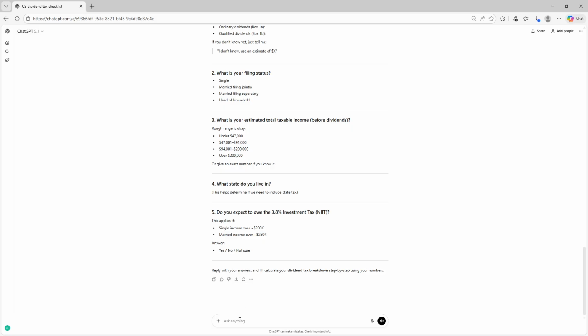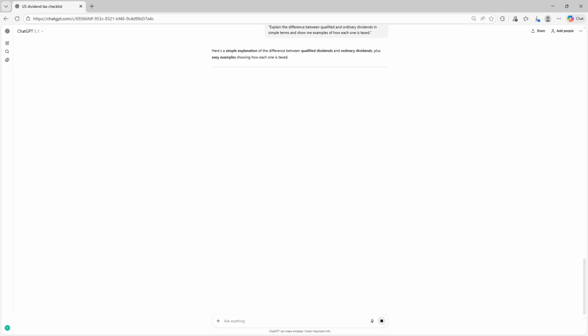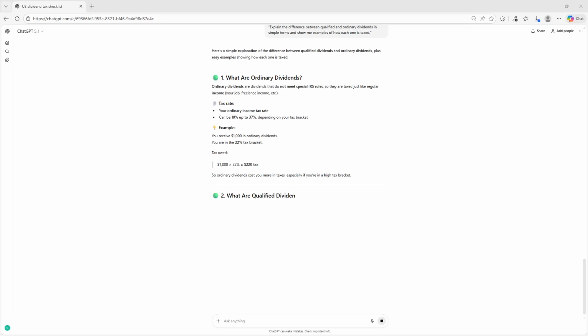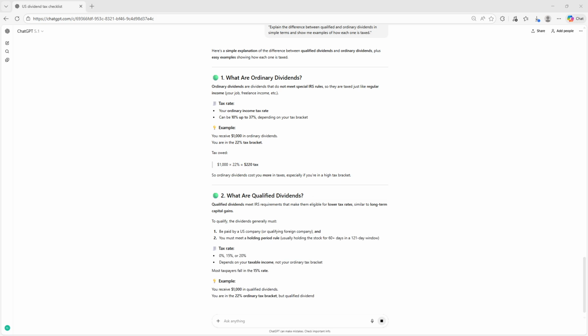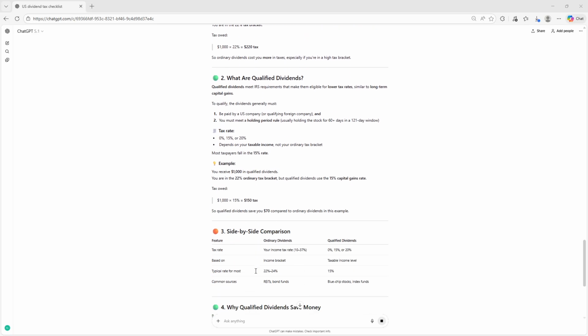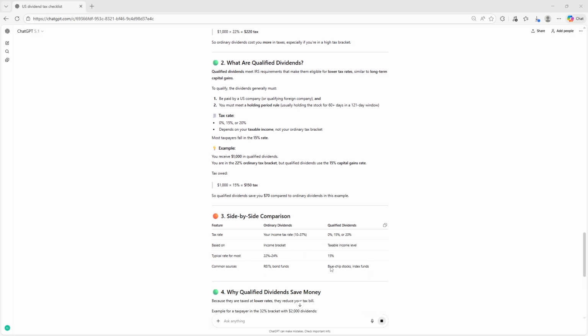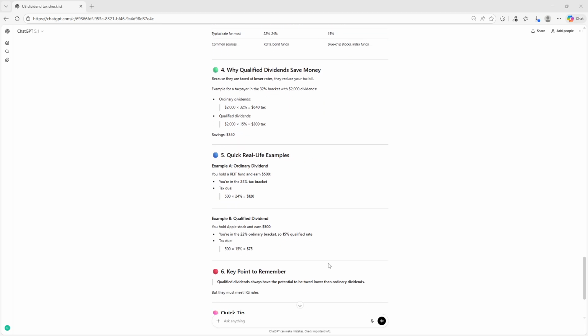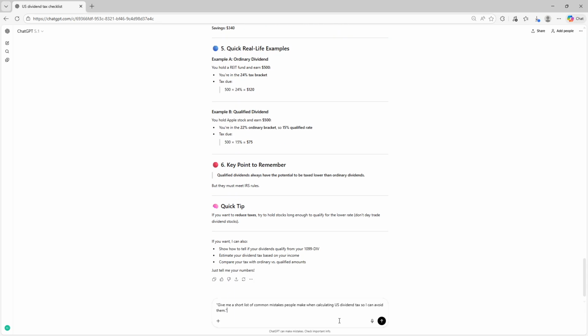To clarify the tax rates further, use this prompt. Explain the difference between qualified and ordinary dividends in simple terms, and show me examples of how each one is taxed. This helps you understand why some dividends are taxed at lower rates. If you want to double-check your numbers, use this. Give me a short list of common mistakes people make when calculating US dividend tax so I can avoid them.